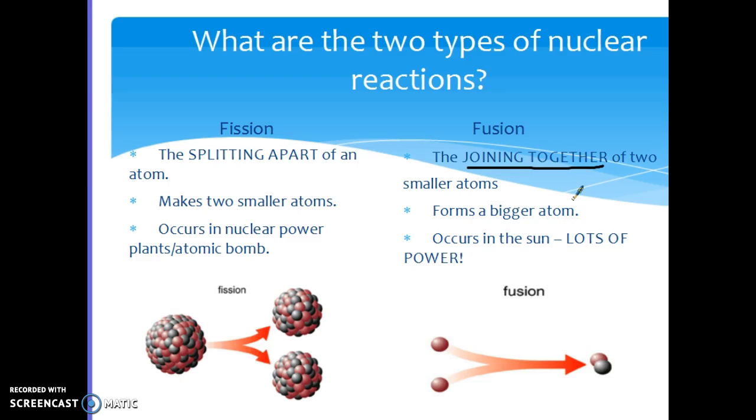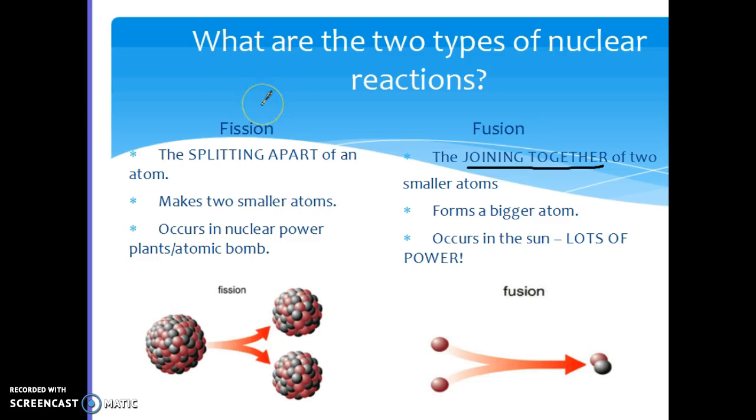The perfect example of this is our sun. It gives you a tremendous amount of power. So two hydrogen atoms are joining to make a helium atom, which is an example of fusion. And how I told my students to remember that is the word sun is actually in the word fusion.